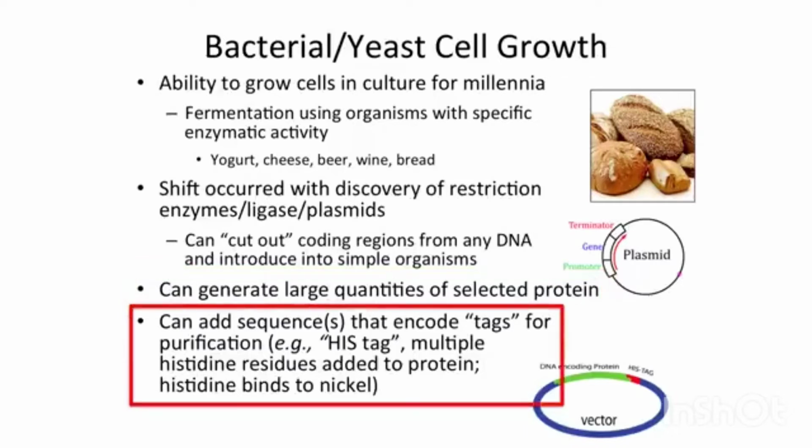And even better than that, some proteins are really hard to purify, and we'll talk about how you do that later. But if you add special sequences that have the property of binding to something, a histidine tag as an example, often abbreviated as a His tag, that histidine tag binds to nickel. And so if you have something that allows you to bind that tag, then it helps in the purification of a protein.